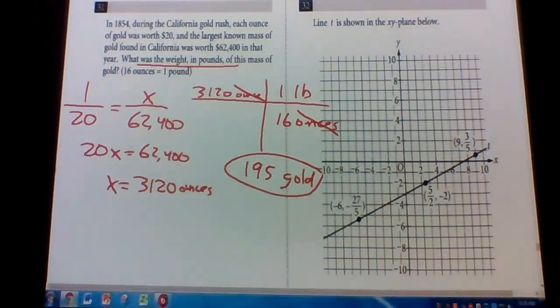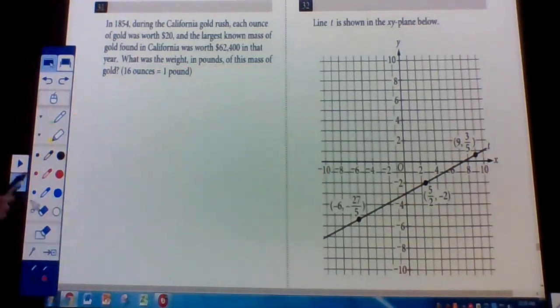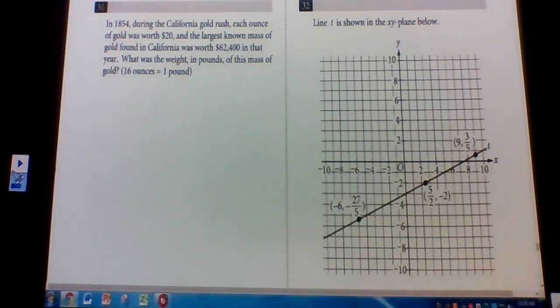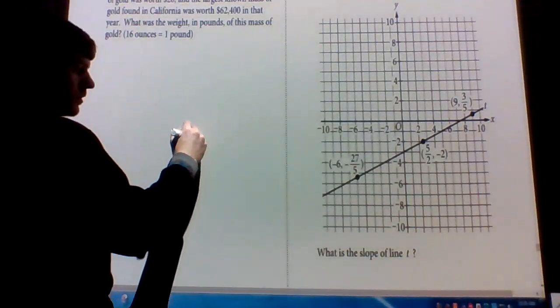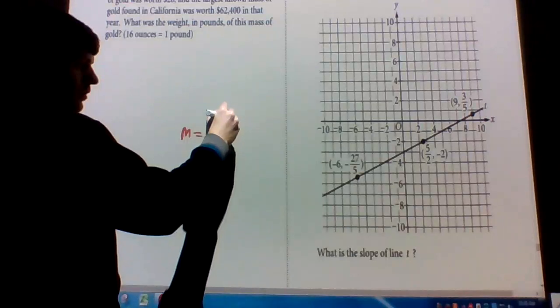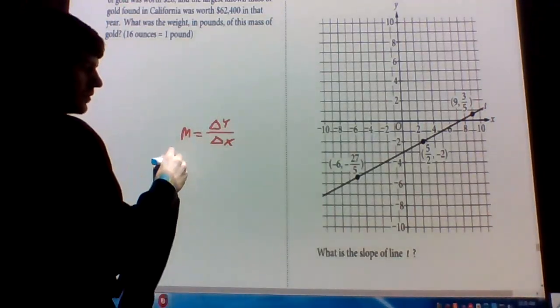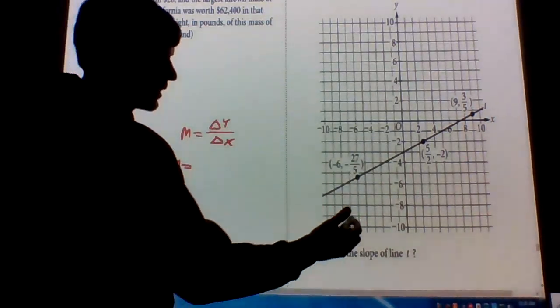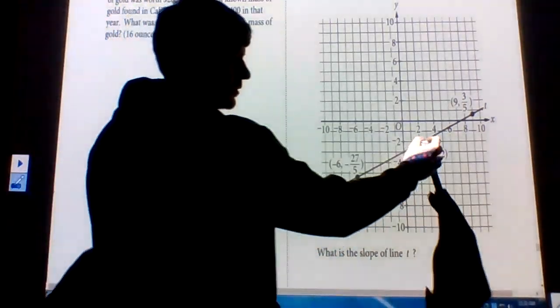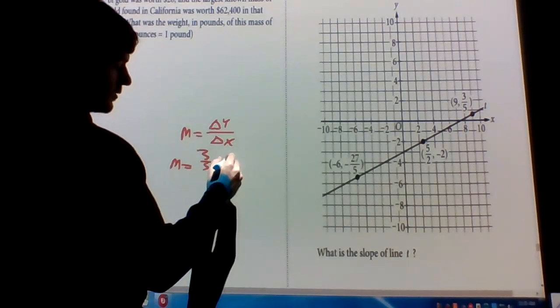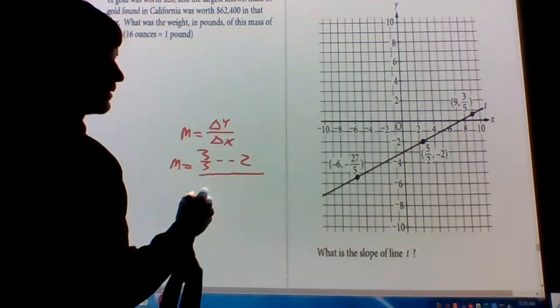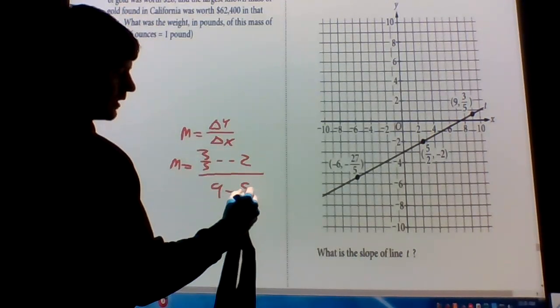32 is right here. We don't have the question though. Okay, line T is shown in the XY plane below. What is the slope of line T? That's fine. Pick any 2 points you want. Slope is rise over run, or change in y over change in x. So I'm going to pick these 2 points. So 3/5 minus -2 over 9 minus 5/2.